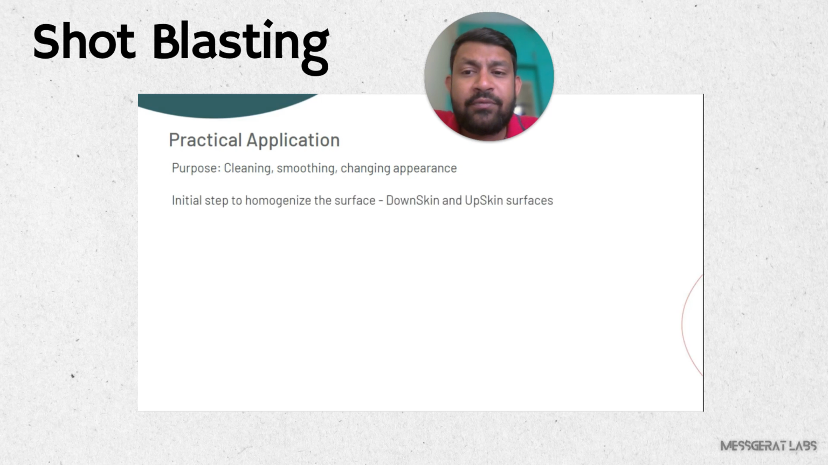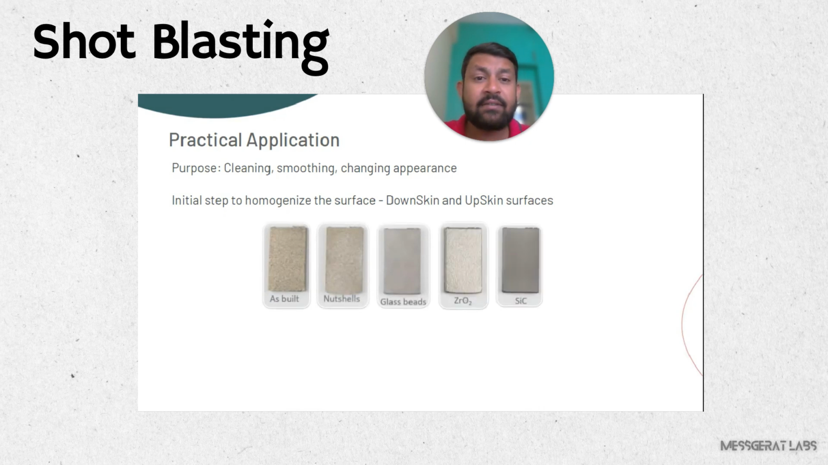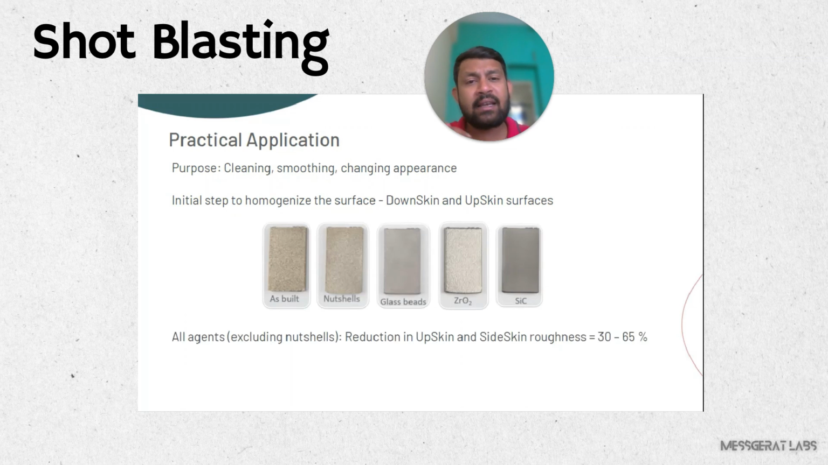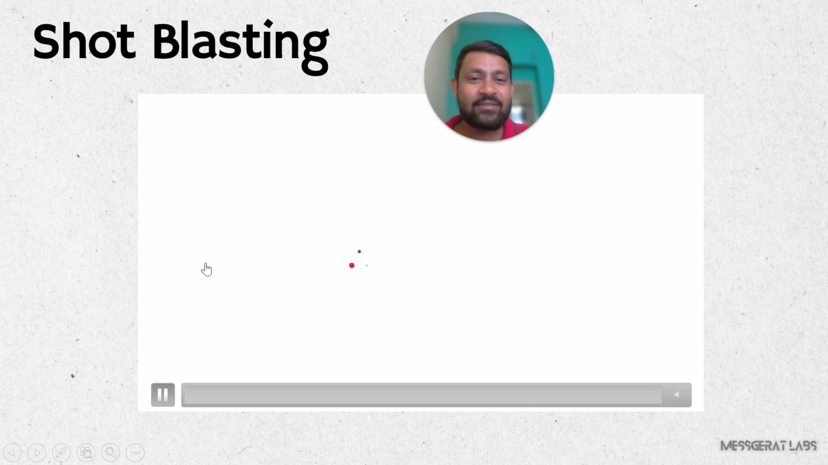Now, the purpose of doing this is, as we know that in 3D printing, we have to clean the surfaces, smooth and change the appearance. But what we need to do is first target specific areas and make the different kinds of surfaces, which have different surface finishes, nearly in the same range, and then we can do an overall process. Now here you can see that there are different kinds of finishes that have come up using different kinds of media. So that is how much difference a media makes. So yeah, this is about shot blasting. You have seen the operation.